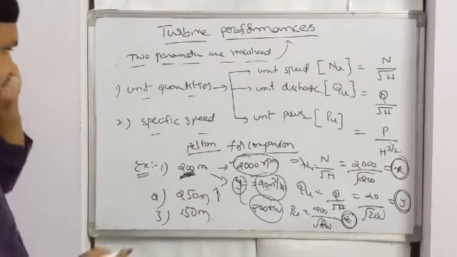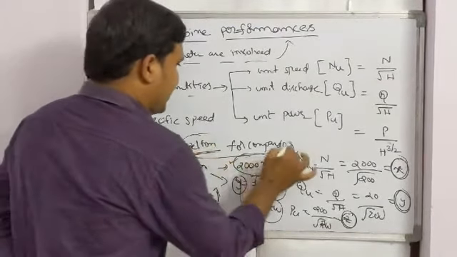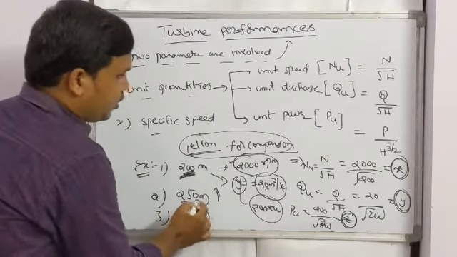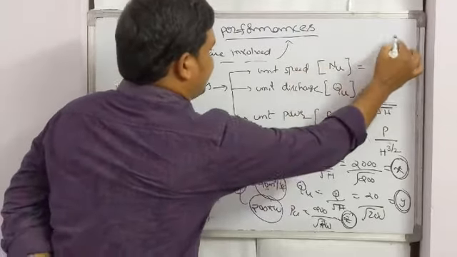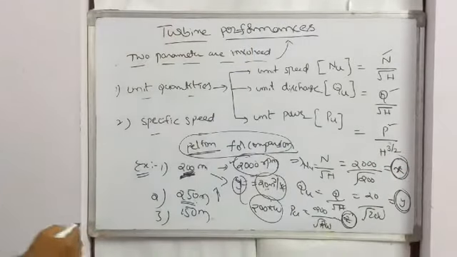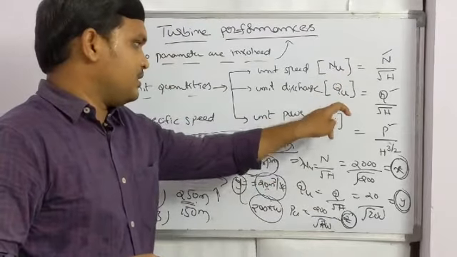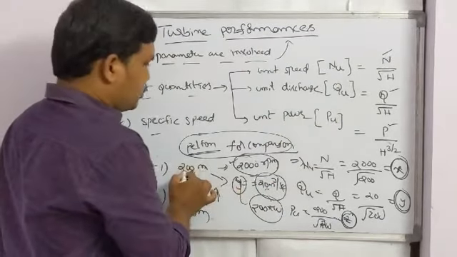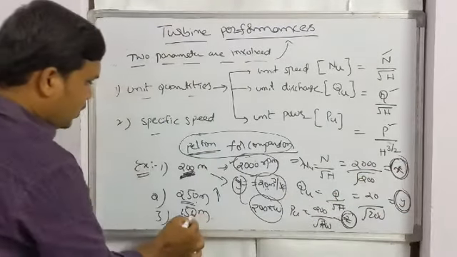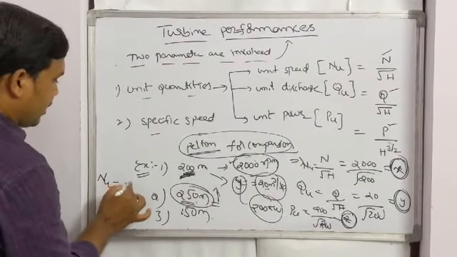So what happened here? We are conducting a test on the same type of turbine, the Pelton wheel, at 250 meters. At 250 meters, what is the speed of the turbine, the discharge, and the power developed, we can calculate using unit speed, unit discharge, and unit power. Because for 200 meters we already have X amount of unit speed, we can equate that unit speed to the 250 meter head available. So N is equal to whatever N by root H.